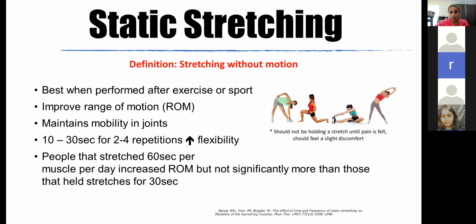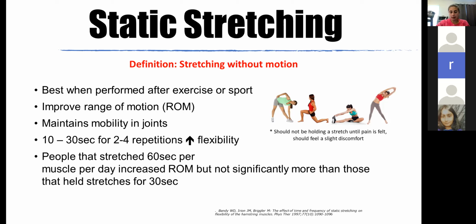So yes, static stretching can improve range of motion, right? You're just holding a stretch for a period of time. Yes, it's going to help maintain mobility in the joints. And you might be asking yourself, how long should we hold these stretches? Can I do 2 minutes each leg, or should I just do it for 30 seconds? Based on the literature, about 10 to 30 seconds for 2 to 4 repetitions is what will increase flexibility. So you could do 10 to 15 seconds, repeat that 2 times on a leg, and then switch to the other leg. So a total of about 30 seconds. That has been shown to increase flexibility.